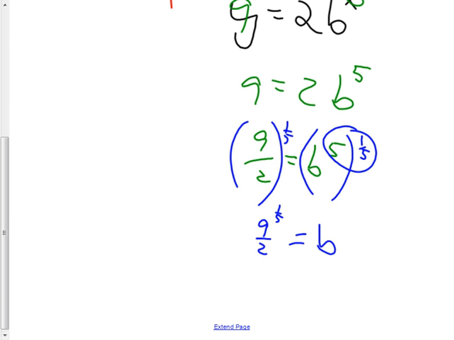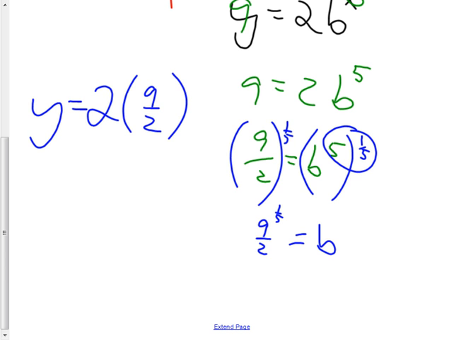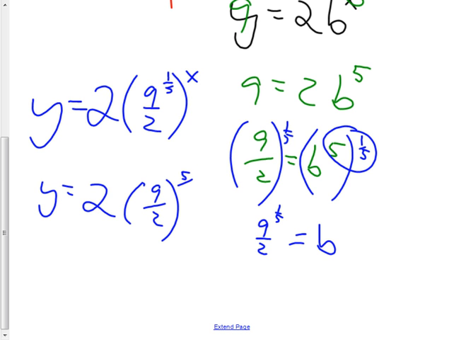So now I got to finish. Can you finish strong here? y equals, what's the start value? 2. And then I'm supposed to put b, which is 9/2 to the 1/5. And the whole thing goes to the power of x. And so my final answer is y equals 2 times 9/2 to the, and you just have to multiply those. 5 over x is one way to say it. Or 1/5 x is the same thing.